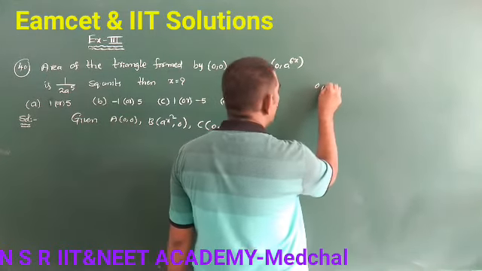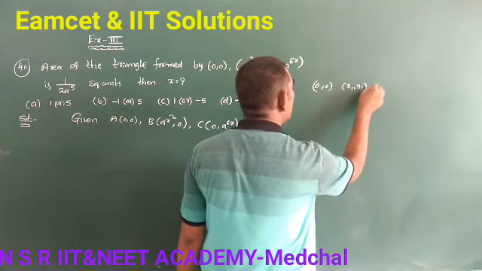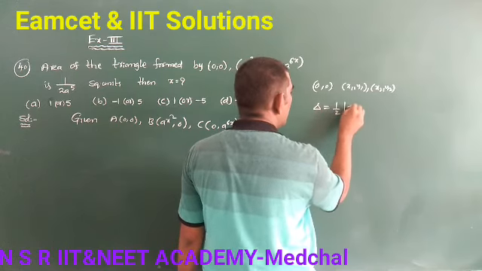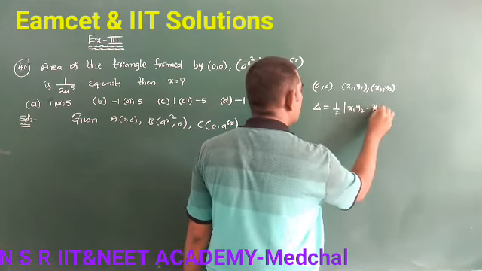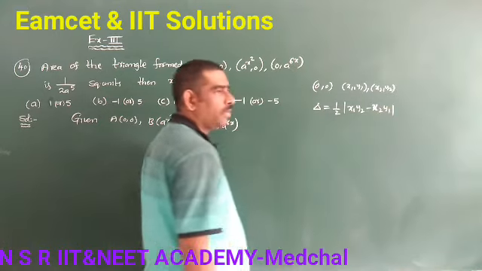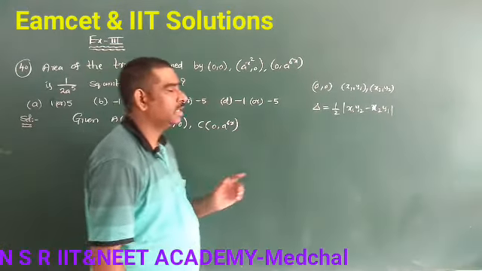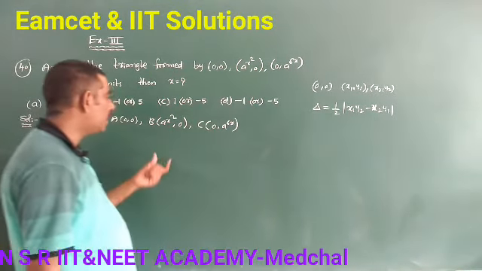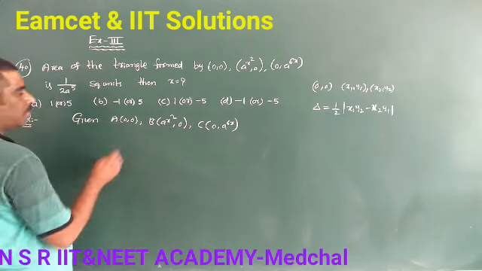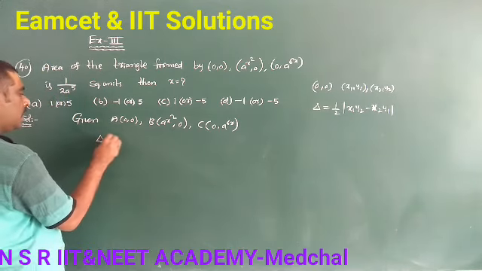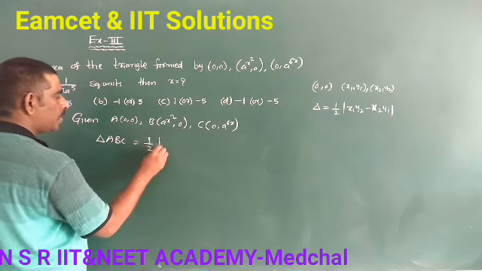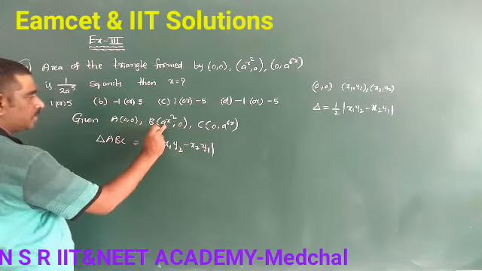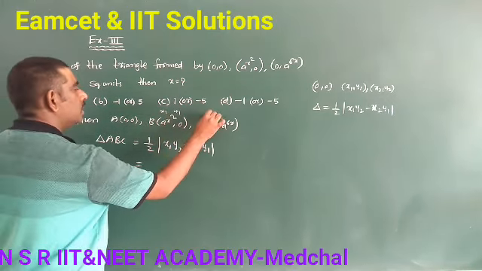Already we know that if (0, 0), (x1, y1), (x2, y2) are vertices of a triangle, then the area of the triangle becomes half mod of x1 y2 minus x2 y1. This is the formula when any one of the vertices is the origin. In our question also A is (0, 0), so the area of triangle ABC is half mod of x1 y2 minus x2 y1. Here this one is x1 y1, and these are x2 y2.